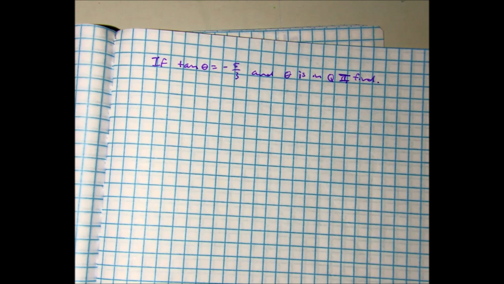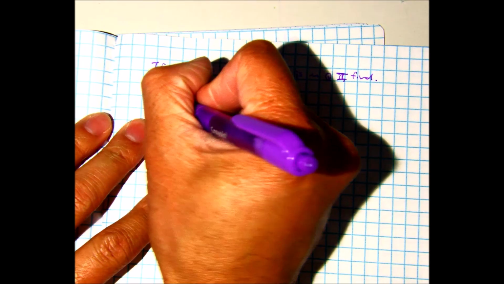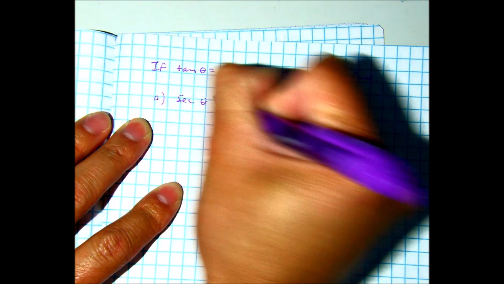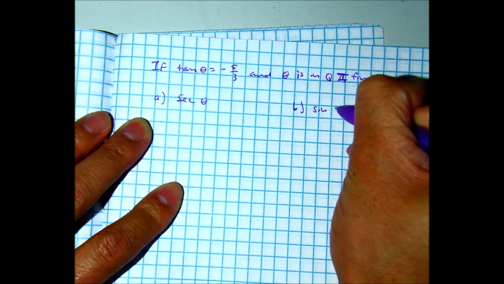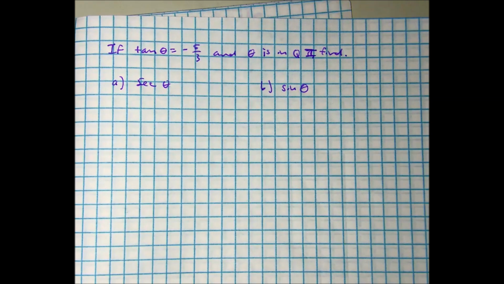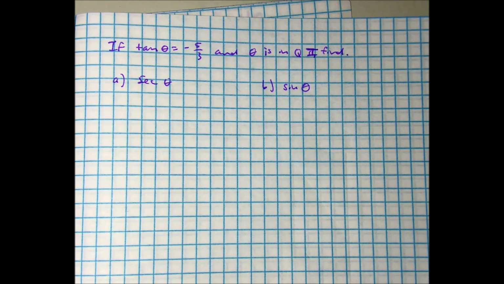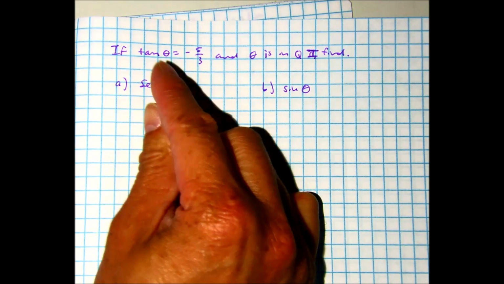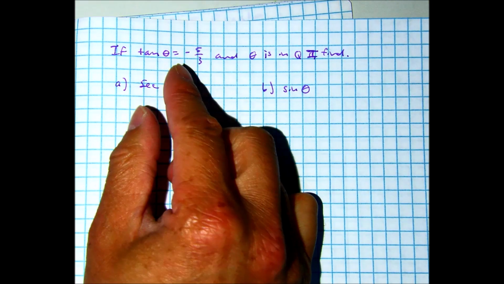We need to find which two trig functions. Secant and sine. Okay. Don't say anything, but this is what you're thinking of. You're thinking, how are tangent and secant connected?